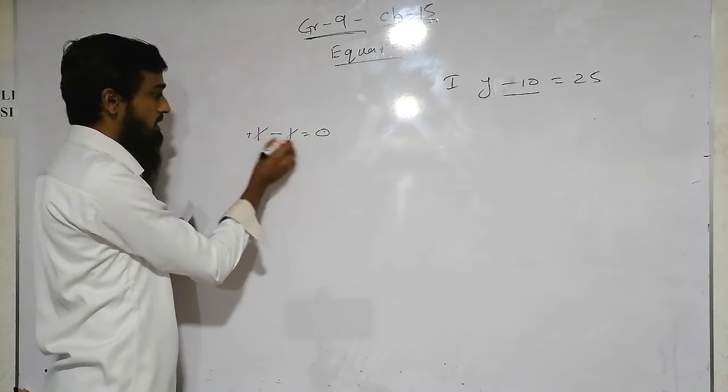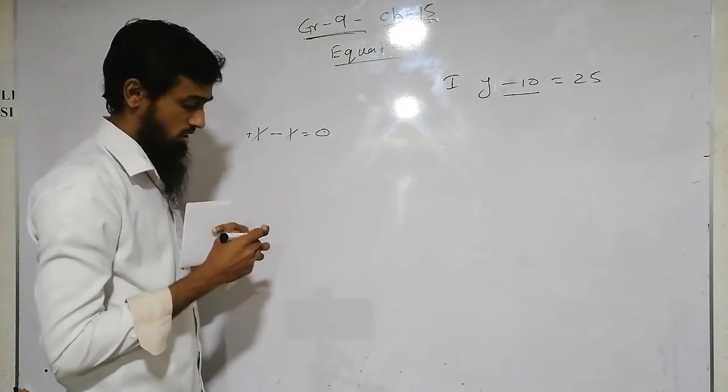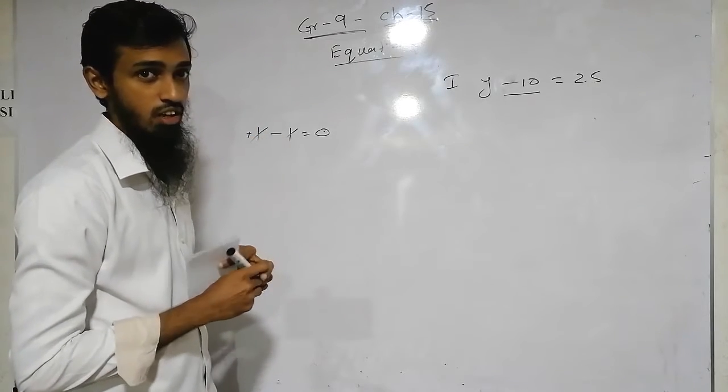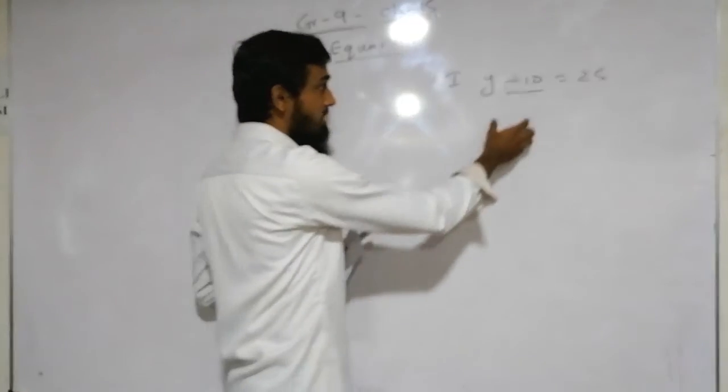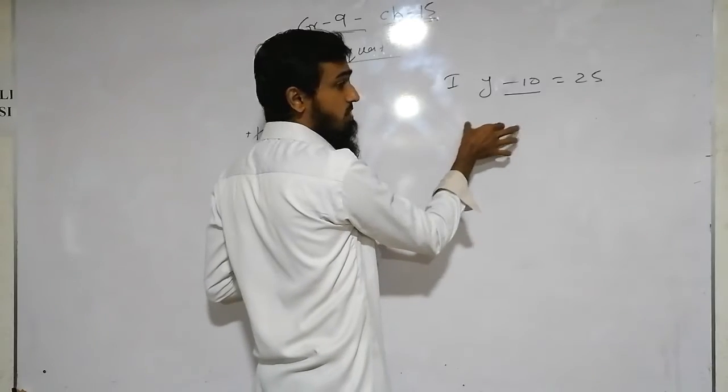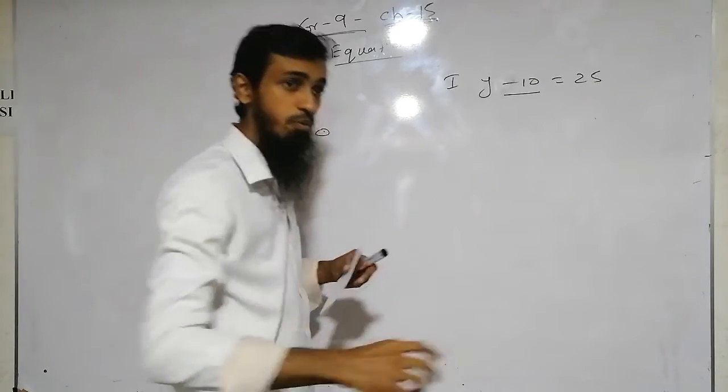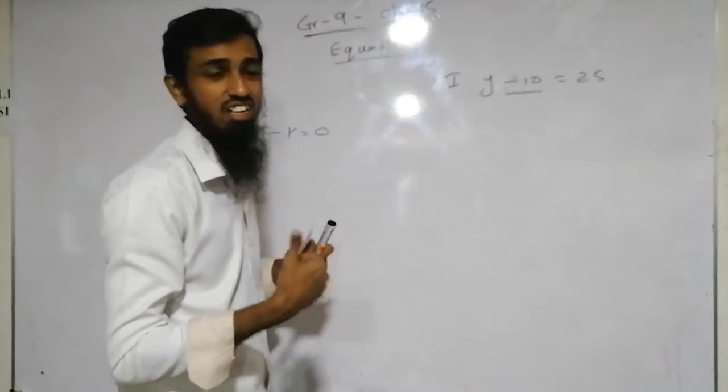So plus 1 minus 1: the same value with a different sign. If we add the same value with a different sign, we can cancel. So we have to cancel the minus 10 on the left hand side. What is the step we want to do? We have to add 10.